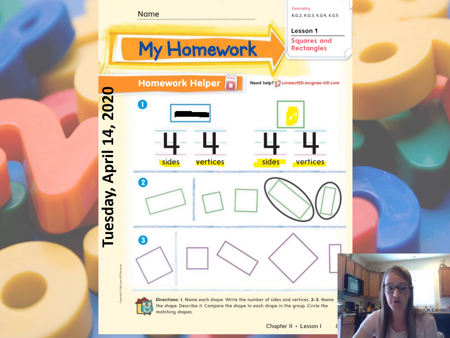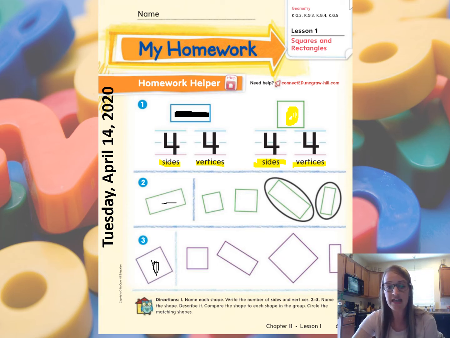Let's go to number 2. Number 2, tell me the name of the shape here. What is this? A rectangle. Good job. Now we're going to circle the other shapes that are in the shape of a rectangle. And they already did that for you, so you know how. So let's go ahead and go down to number 3.